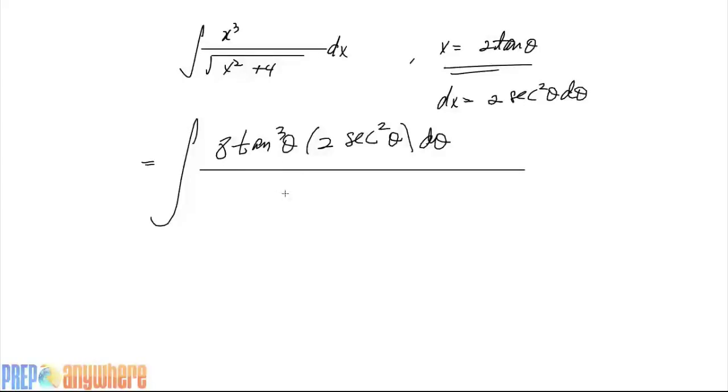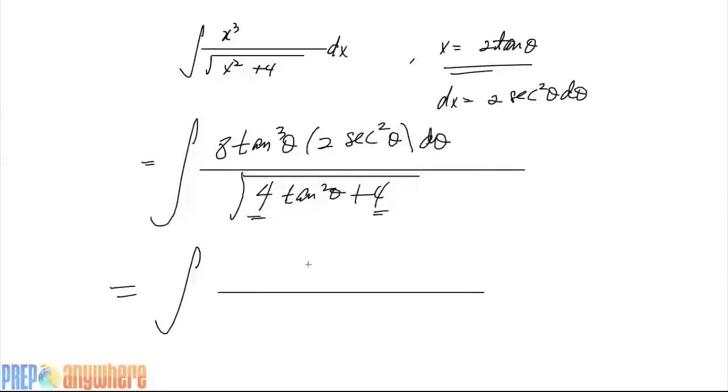And x squared plus 4 will be 4 tangent squared theta plus 4. So we can factor out the 4 in the square root. If you factor it out, you get 2, and inside we get tangent squared theta plus 1.